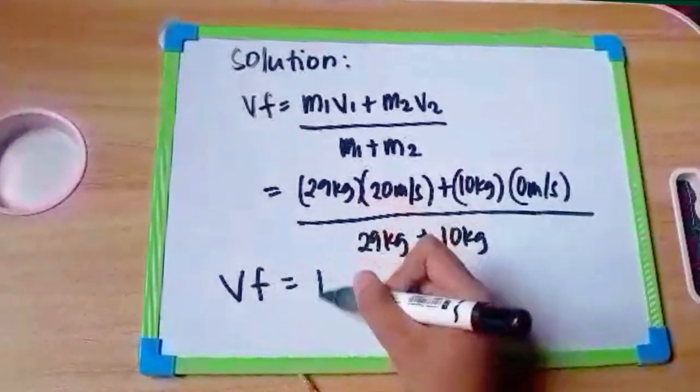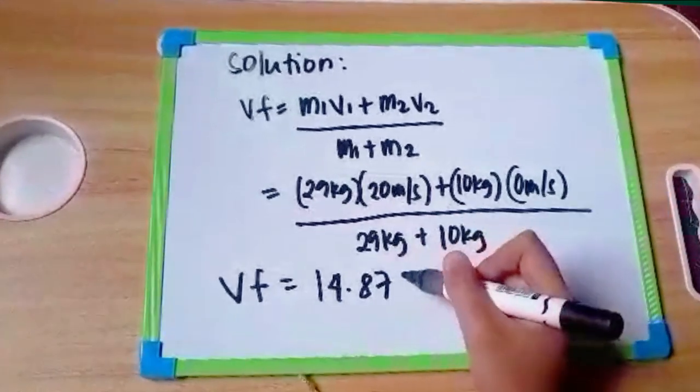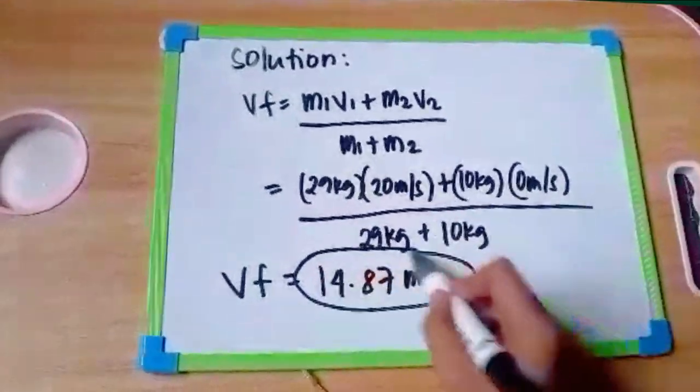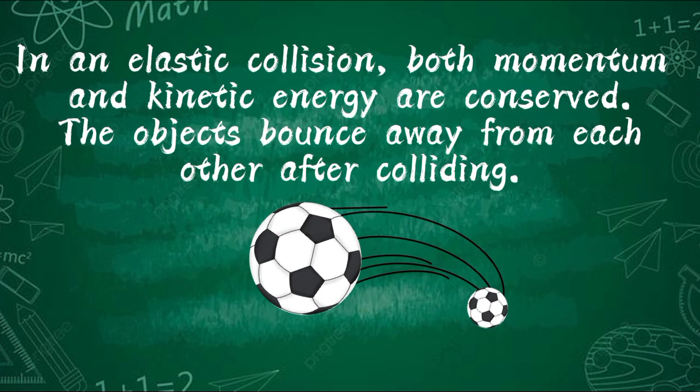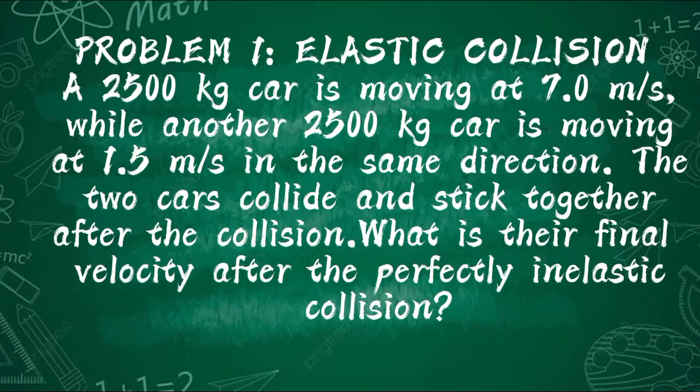So the final velocity after the collision is 14.87 meters per second. In elastic collision, both momentum and kinetic energy are conserved. The objects bounce away from each other after colliding. So our problem number 1 is about elastic collision.